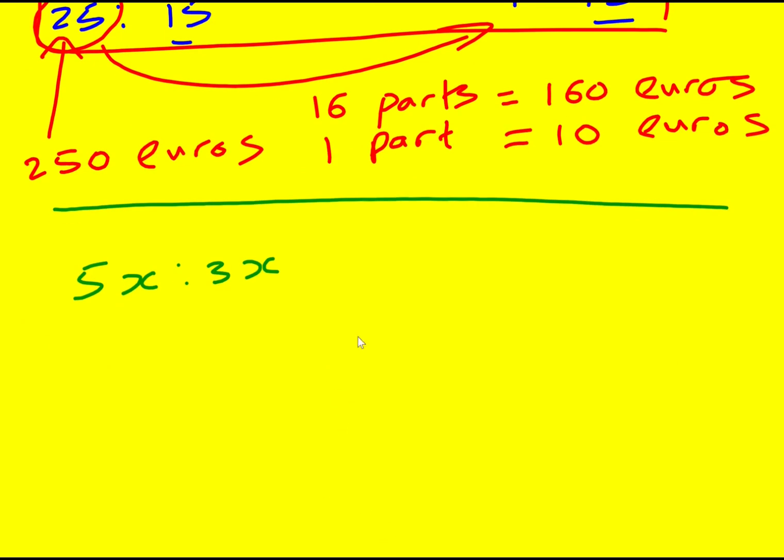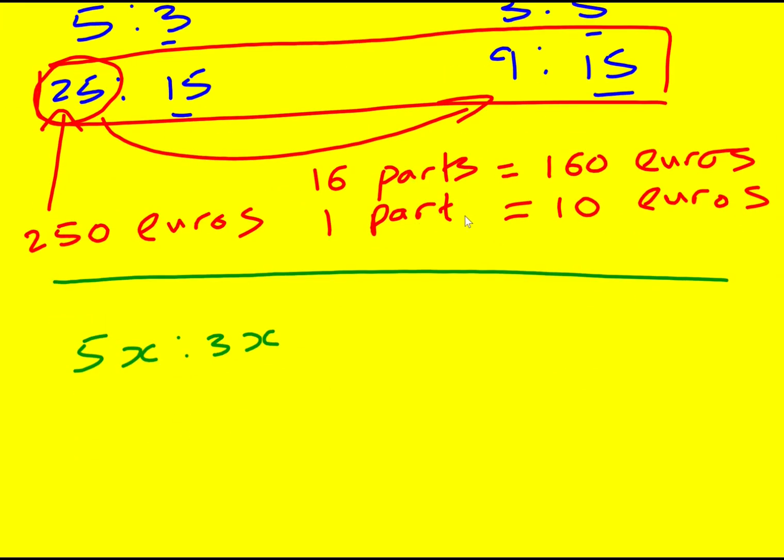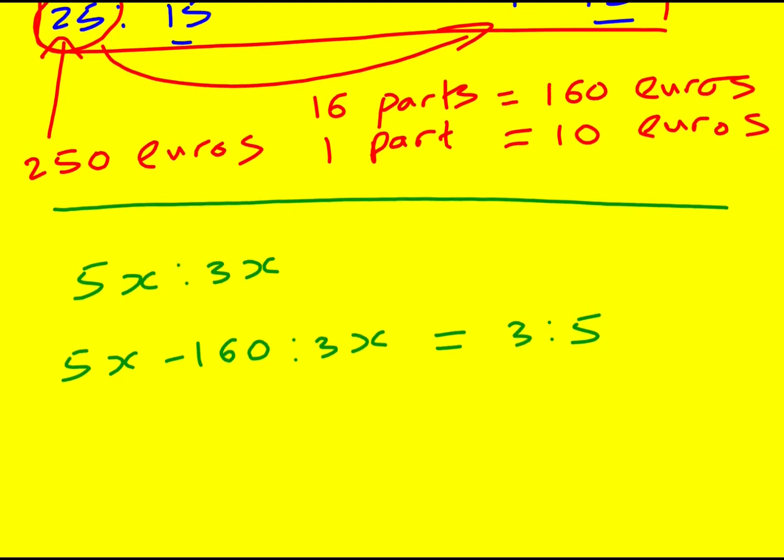So 5x to 3x. So now Ria took 160 out, so that's going to become 5x minus 160 to 3x. So this is the new amount of money, but that could be simplified down. In fact, it could be simplified down to this ratio 3 to 5 that we're told about. So I've actually created a ratio equation now.